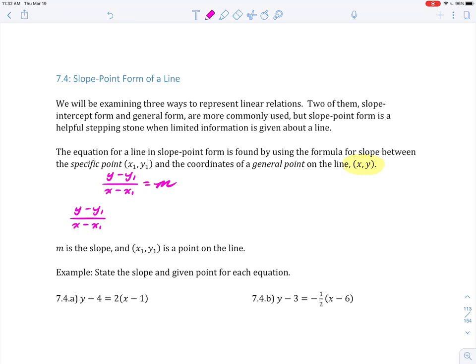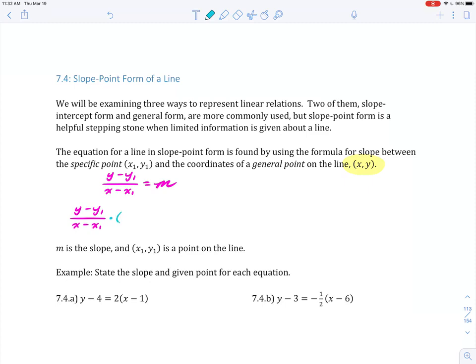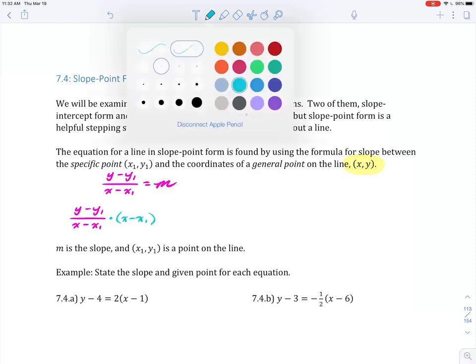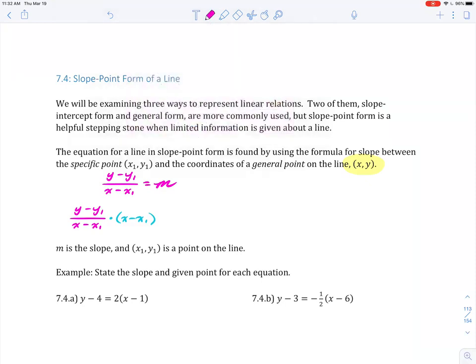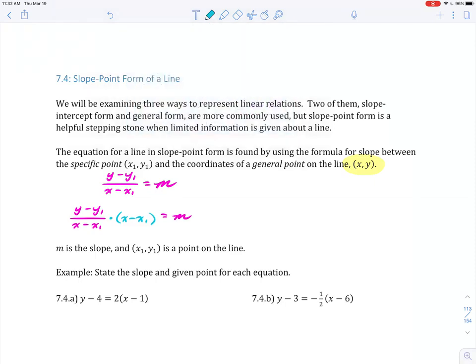So what I do is I multiply both sides by that denominator.